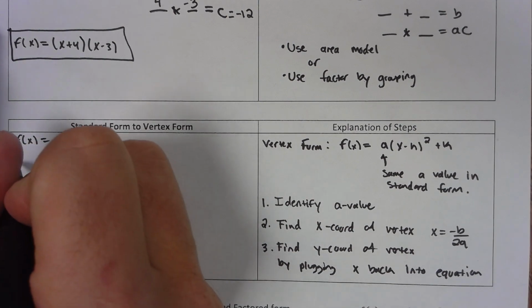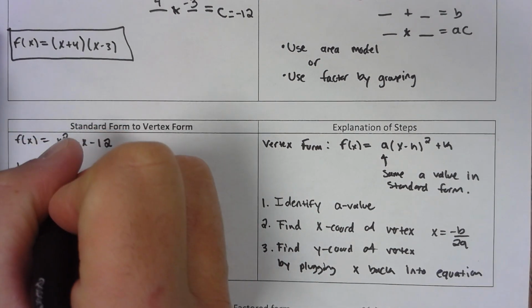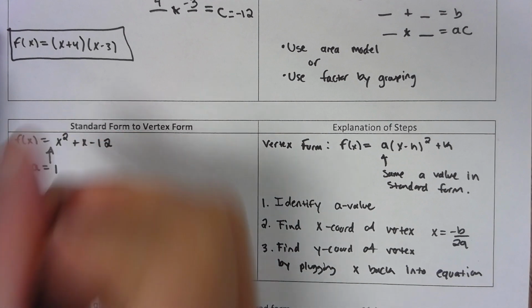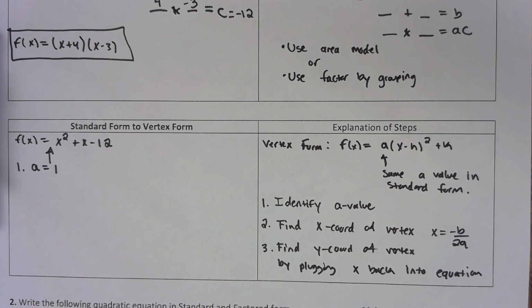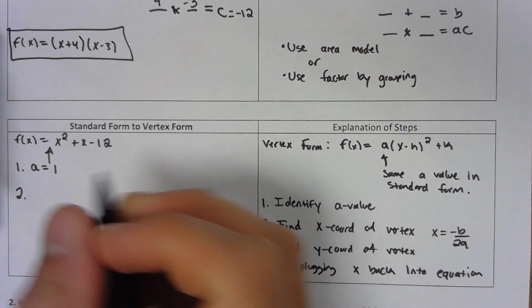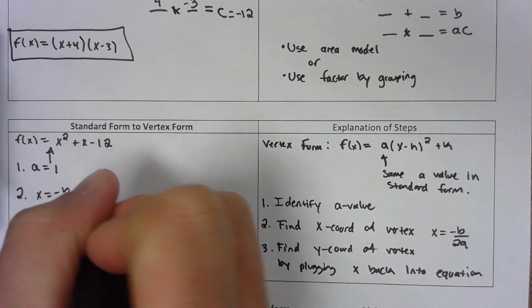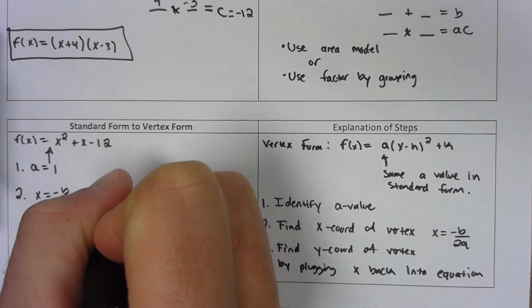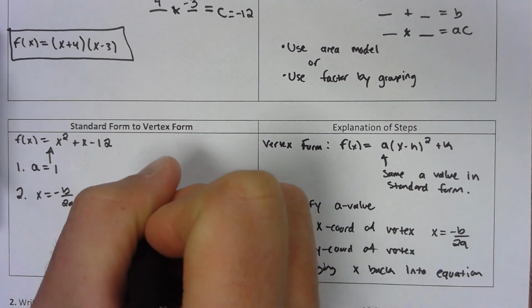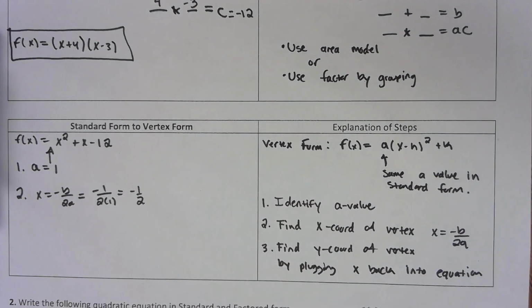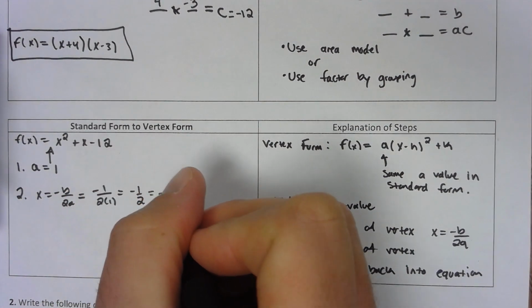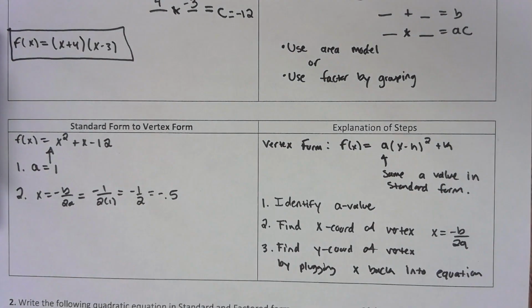All right, so step 1. Our a value is a positive 1, and that comes from the number in front of the x squared. Okay, if there's no number there, it's just a 1. Step 2, x equals negative b over 2a. So that's negative 1 over 2 times 1, which is negative 1/2, which you could also write as a decimal as negative 0.5.